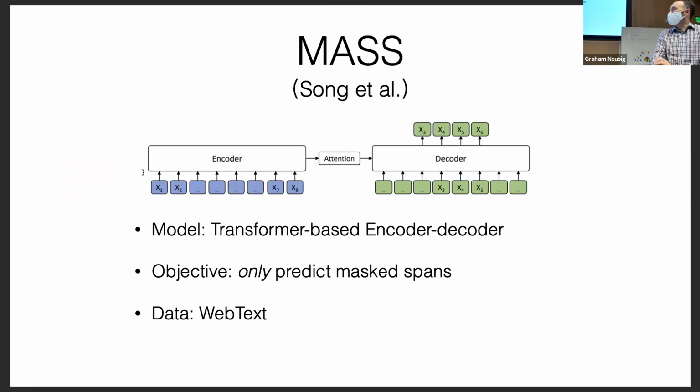So MASS is one of the earlier instances of this encoder-decoder pre-training. Basically what they did was they took an original sentence and they masked out some part of the sentence. And then they had a model on the output side that took the masks as input and predicted only the masked out part of the sentence. So this is kind of like a denoising autoencoder or a masked language model like BERT, but applied to the encoder-decoder framework. And it was trained on lots of web text.